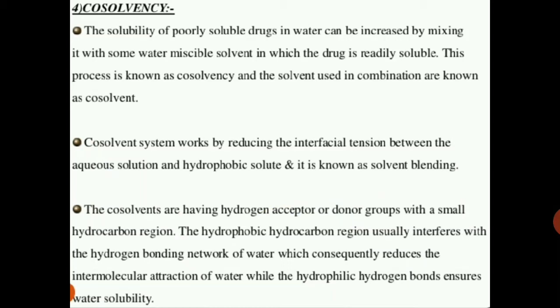Co-solvency, the next one, is co-solvency. The solubility of a poorly soluble drug in water can be increased by mixing it with some water-miscible solvent in which the drug is readily soluble. This process is known as co-solvency, and the solvents used in combination are called co-solvents.